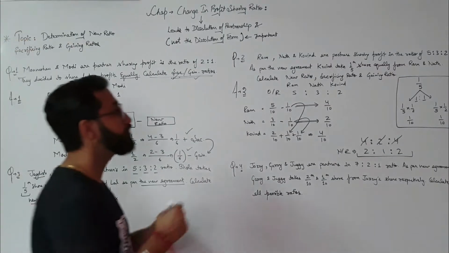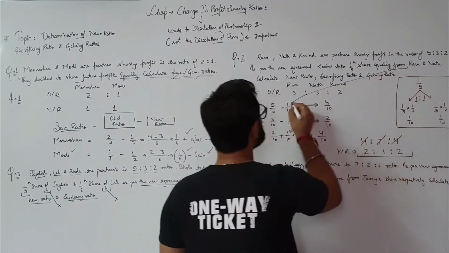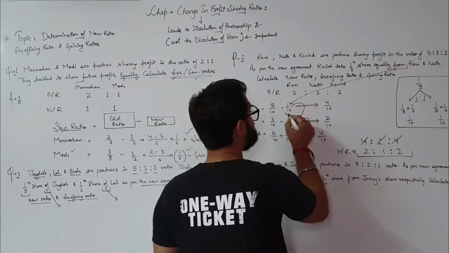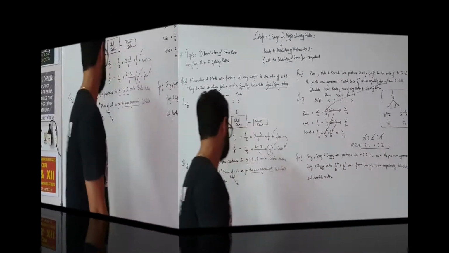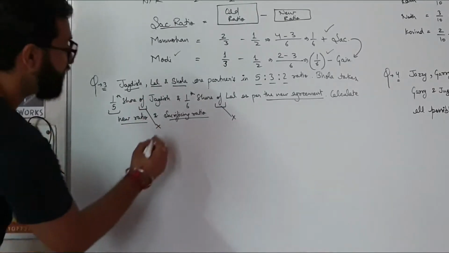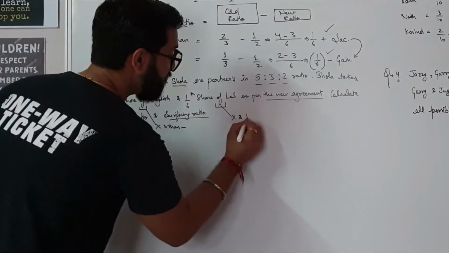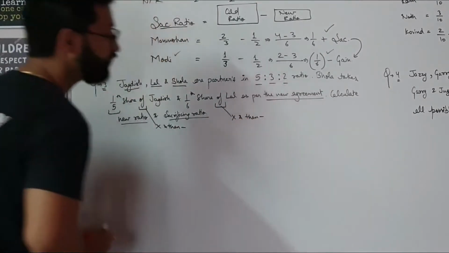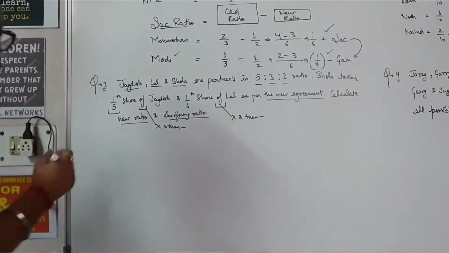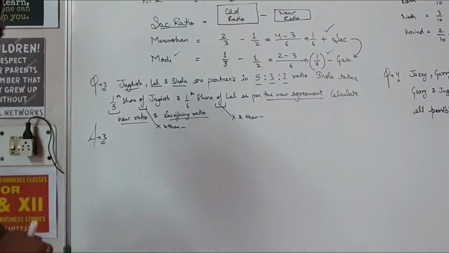Now in this question it was written "from" and "of". From means you have to subtract directly, and of means you have to first multiply and then subtract. First multiply and then subtract. Now this is very important. So let us move forward and solve the question.